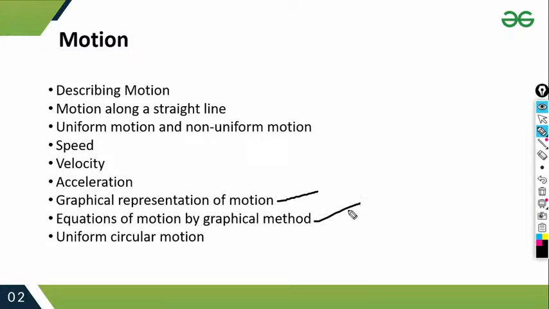So with the help of graphs, we'll be seeing how we can come up with the equations of motion, so how we can mathematically model them. We'll also be seeing some questions and numerical problems in that section. And the next topic will be uniform circular motion, which will be the last topic of the motion section.